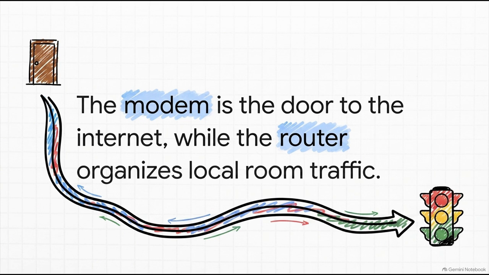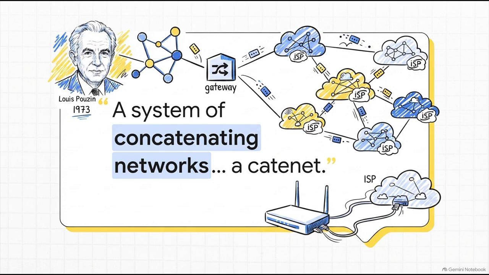The modem is the physical door to the wider internet. It translates your network's digital signals into a format that can travel over the vast telephone, cable, or fiber infrastructure outside, linking you straight to your internet service provider. And you know what's really wild? How long this core idea has been around.